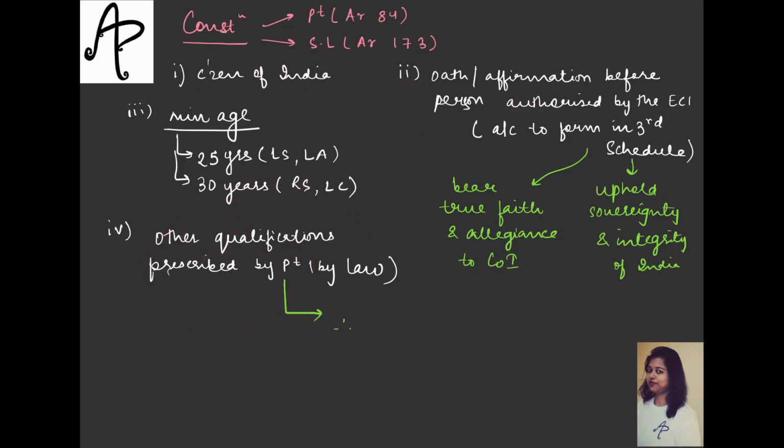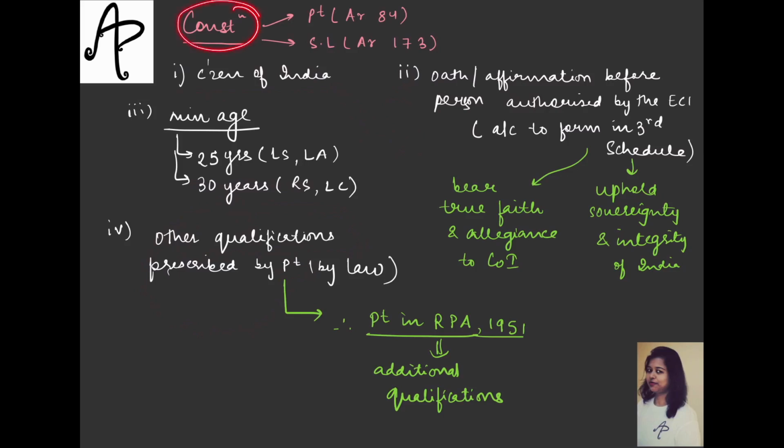So the Parliament, in the RPA, the Representation of the People Act 1951, has laid down certain additional qualifications, and therefore to become a member of Parliament or state legislature, the qualifications prescribed both from the Constitution and the additional ones given in the RPA, which is a legislation, are to be followed. So first we'll quickly see these two articles word by word, so that whatever we have done here, we'll just revise, and then we'll go to see the additional qualifications.